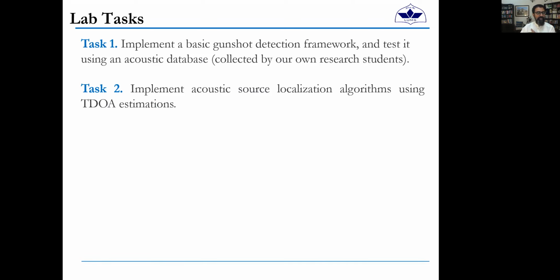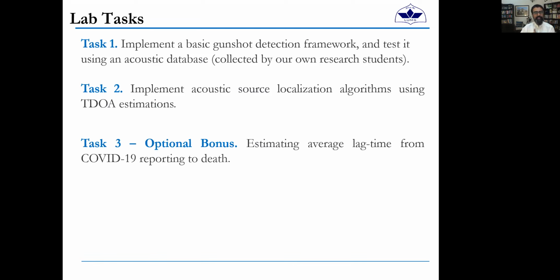Now we have instituted this bonus policy as well. So this is task 3, which is an optional task. You don't have to do it. This is not mandatory. This is completely optional. But for this task, you would have to estimate the average lag time from COVID-19 reporting to death. So the details are there in the handout. But essentially, this is the same as estimating the delays between 2 signals.